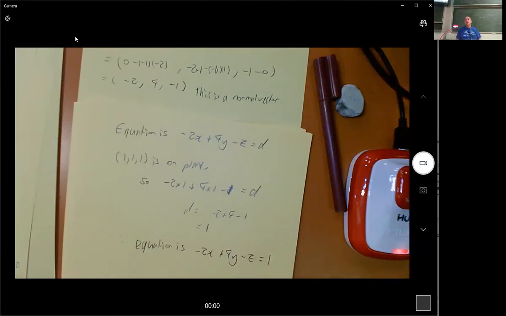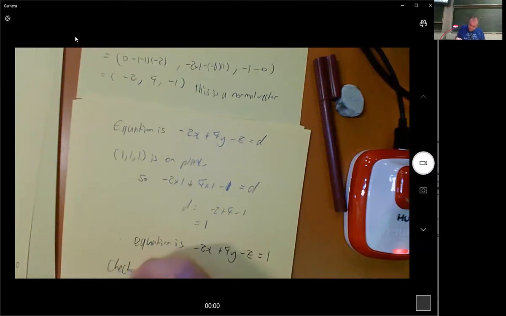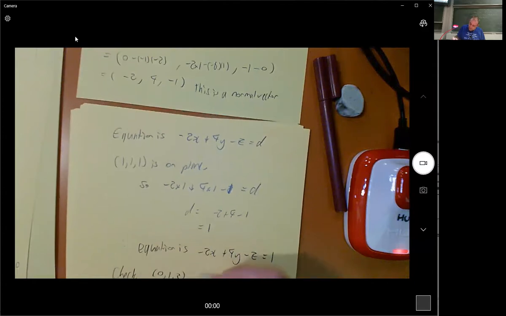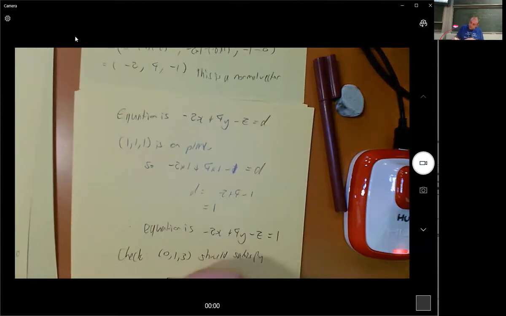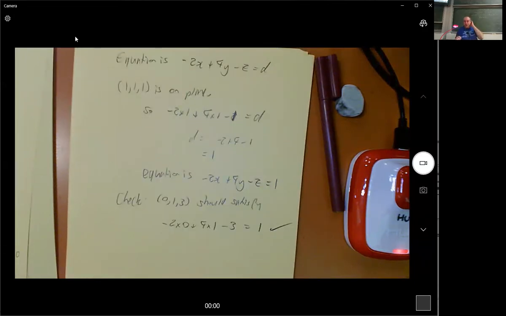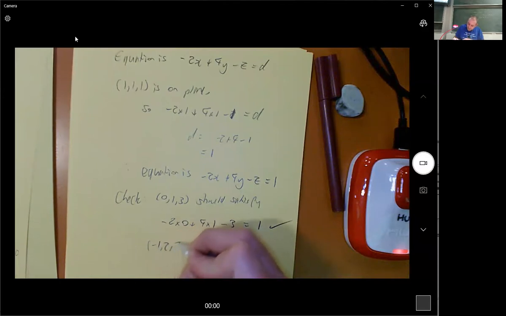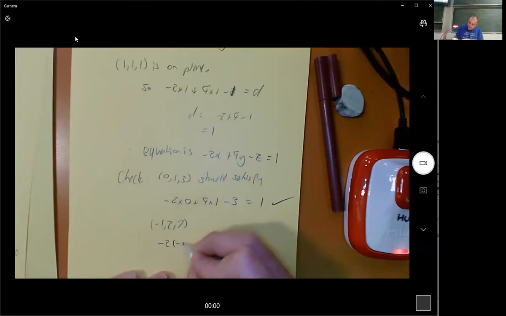Yay. So just to check it's really working, the other points should satisfy it as well. So 0, 1, 3, let's just check. The point 0, 1, 3 should satisfy. So minus 2 times 0 plus 4 times 1 minus 3 is indeed 1. Okay, it's working. And the other point should work as well, the minus 1, 2, 7. So let's just check. Minus 1, 2, 7. So we've got minus 2 times minus 1 plus 4 times 2 minus 7.